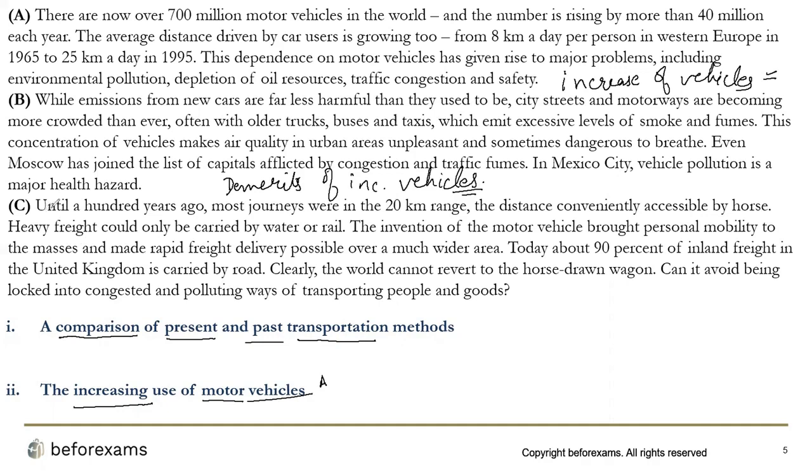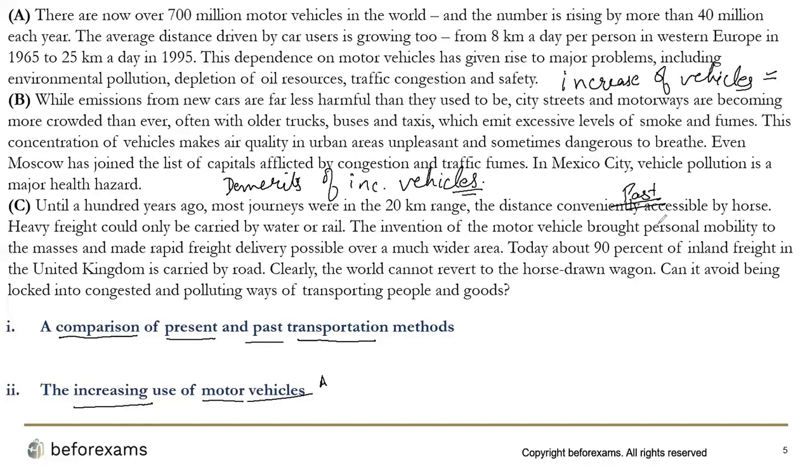No. Until 100 years ago, most journeys were in the 20-kilometer range, a distance conveniently accessible by horse. Heavy freight could only be carried by water or rail. So what it is doing, it is talking about past transportation methods. So we knew that there is a problem statement which was talking about the past. So I can just write it.